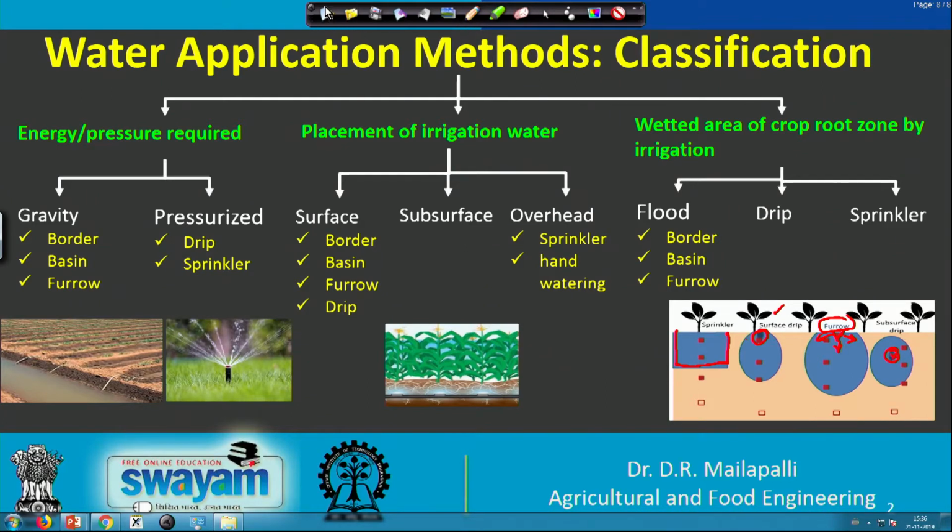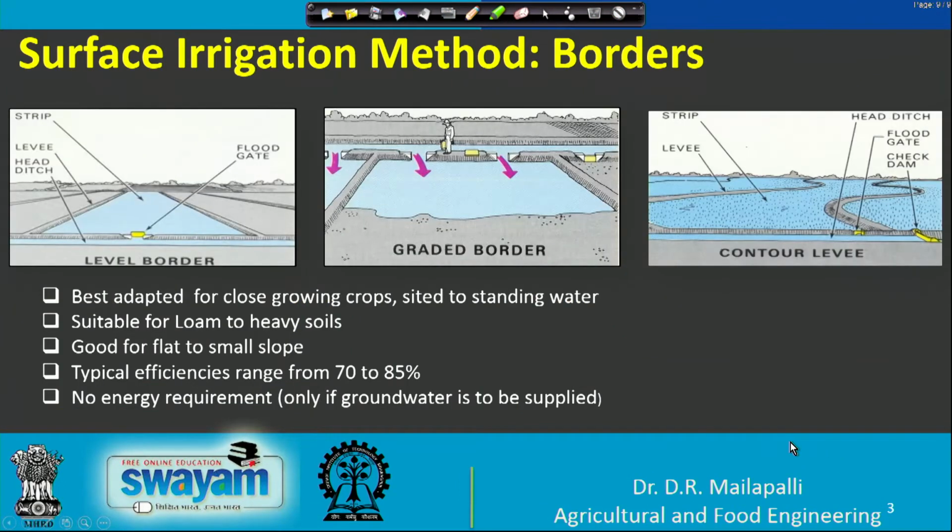So this is the way the irrigation methods are classified. One is based on energy requirement, another is placement of irrigation water, and then the wetted area once you have applied the water on the surface. Next, we have the surface irrigation methods. Let's focus on them one by one.